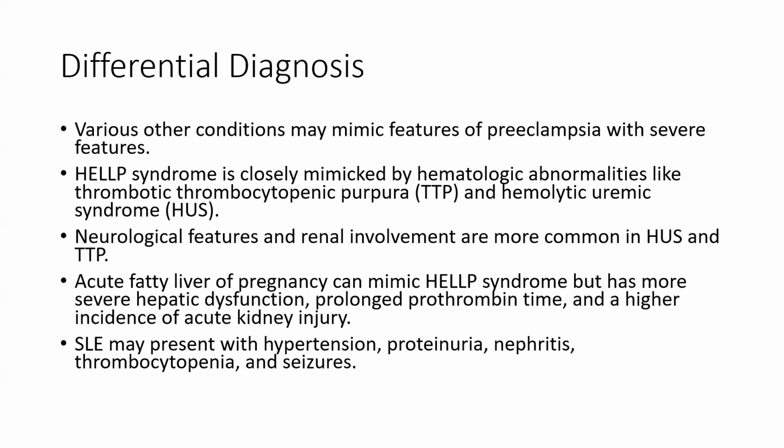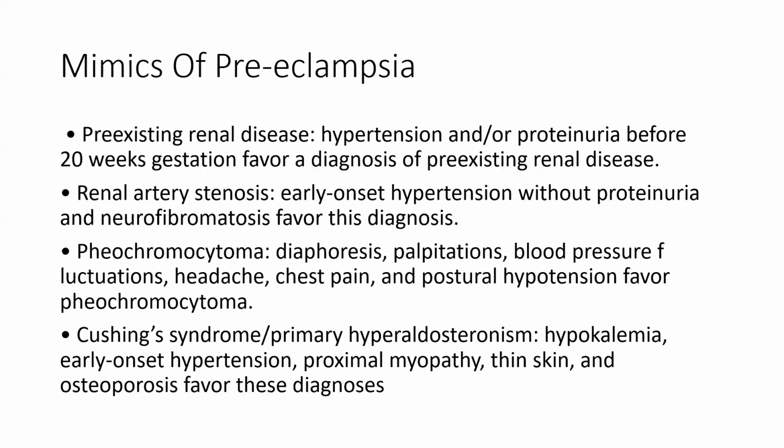HELLP syndrome is closely mimicked by hematological abnormalities like thrombotic thrombocytopenic purpura and hemolytic uremic syndrome. Neurologic features and renal involvement are more common in HUS and TTP. Acute fatty liver of pregnancy can mimic HELLP syndrome but has more severe hepatic dysfunction, prolonged prothrombin time, and higher incidence of acute kidney injury. SLE may present with hypertension, proteinuria, nephritis, thrombocytopenia, and seizures.